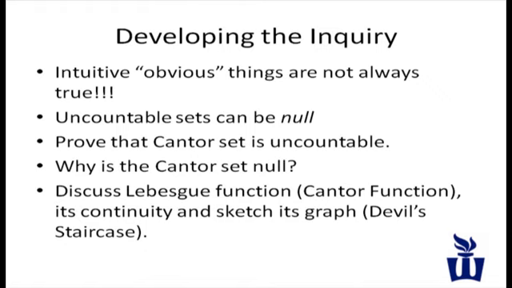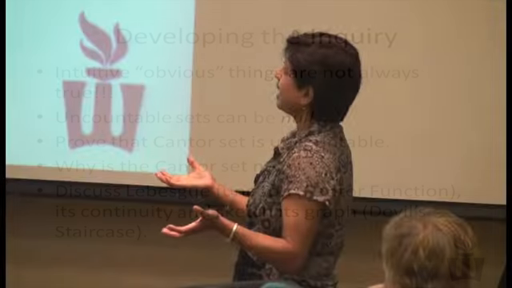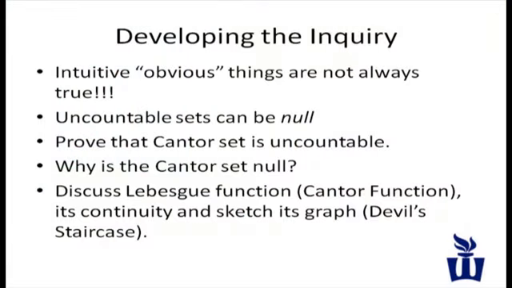Now the next part is developing the inquiry. Making students think that the obvious things are not always true is difficult. Uncountable sets can be null. Once you give them the definition, ask them, well, if you have that many points, how can that be null? Prove that the Cantor set is uncountable. Why can the Cantor set be null?